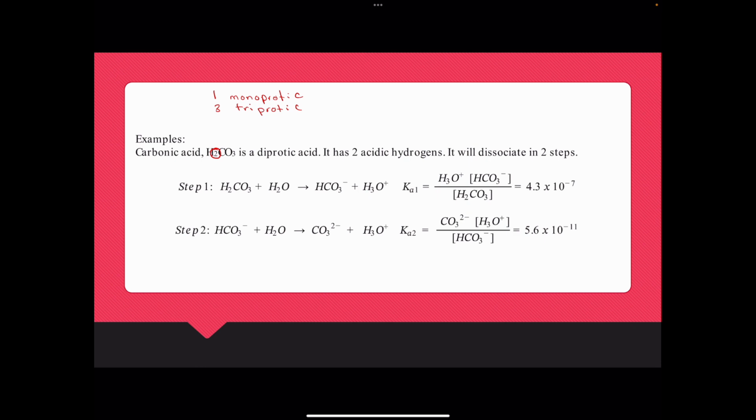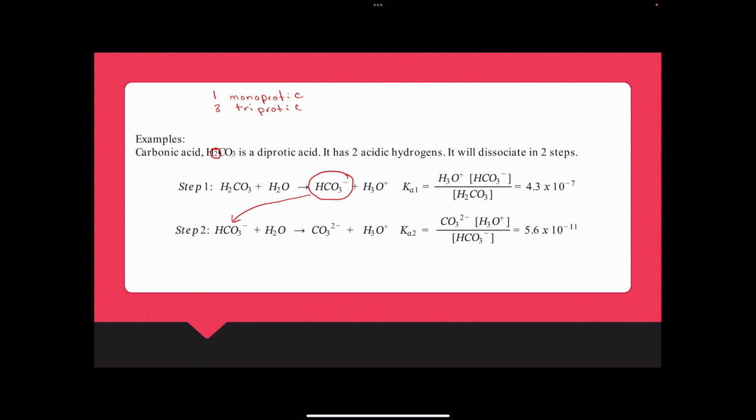When we lose those hydrogens, they still get transferred one hydrogen at a time, which means that our dissociation is going to take place in multiple steps. So in the case of a diprotic acid, it's going to take place in two steps. In the first step, we would have H2CO3 losing one hydrogen, becoming HCO3 minus and producing hydronium. It is this HCO3 minus that still has that acidic hydrogen that is dissociating in step 2.